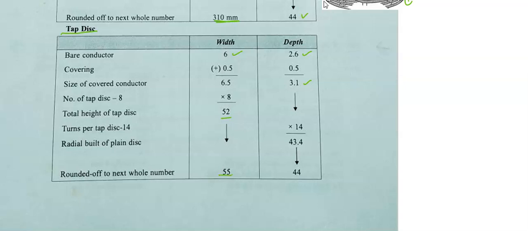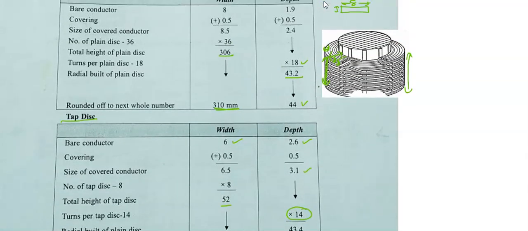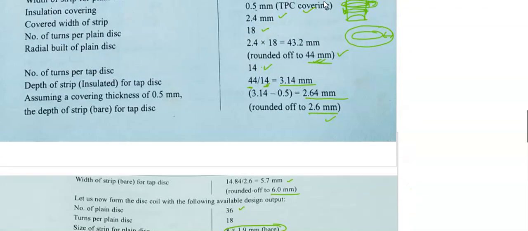Okay. And similarly, radially, turns per tap disc. In one turn, how many tap discs are there? 14 tap discs are there. If you multiply, we'll get 43.4, approximately 44. See, now tap disc radial build is 44 and plain disc radial build is 44. That means if you see from the outside, it is equal level. Tap disc and the plain disc, this radial build is equal in all, total uniform cross section, which I showed in the starting in the picture.